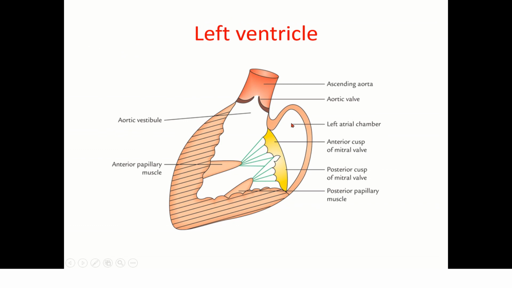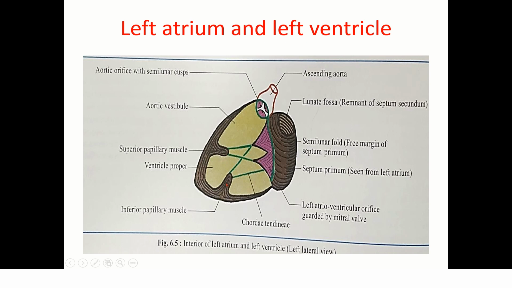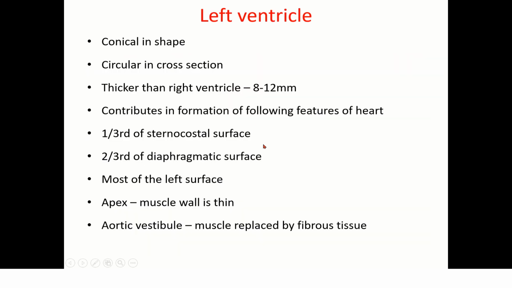So left ventricle. Again, this is the left atrial chamber, this is the mitral valve complex with the left atrioventricular orifice. So these are the anterior and posterior leaflets or cusps, chordae tendineae, two papillary muscles, anterior and posterior, and see the thickness of the left ventricular wall. Left ventricular wall is almost 3 times thicker than the right ventricle. So this is again the same thing.